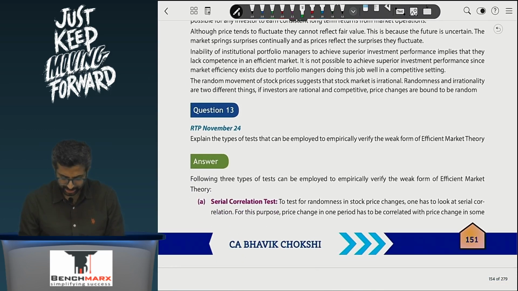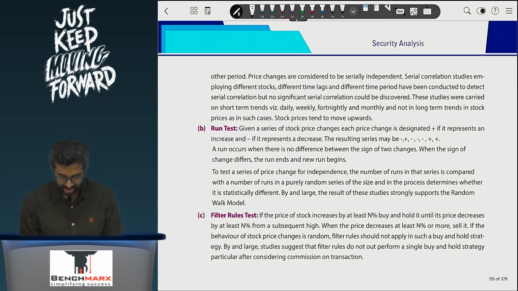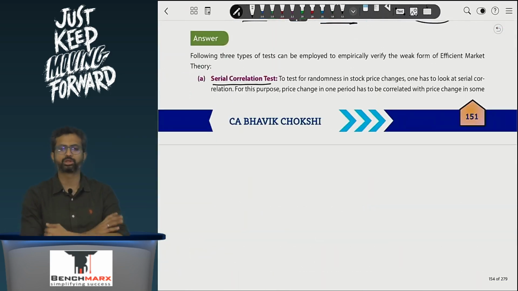Okay. Next, explain the types of tests that can be employed empirically to verify the efficient market theory. Serial correlation test. So there are 3 or 4 tests: runs test and filter rules test. You had sums on these.